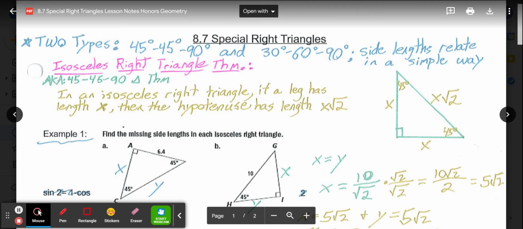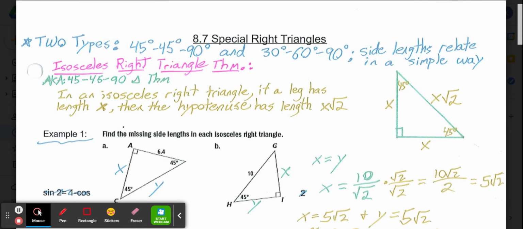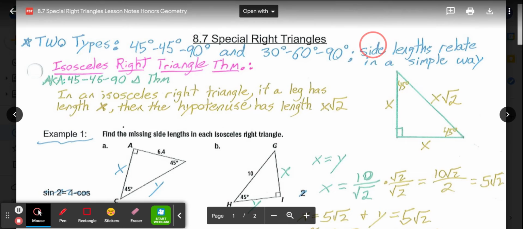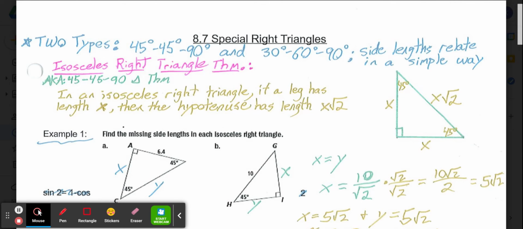And then we have a 30-60-90. What we're keeping in mind as we go through this lesson is that the side lengths of these special triangles relate in a rather simple way. So there's a general rule for finding these side lengths. The first one we're going to look at is the isosceles right triangle theorem, also known as the 45-45-90 triangle theorem. Same exact thing.